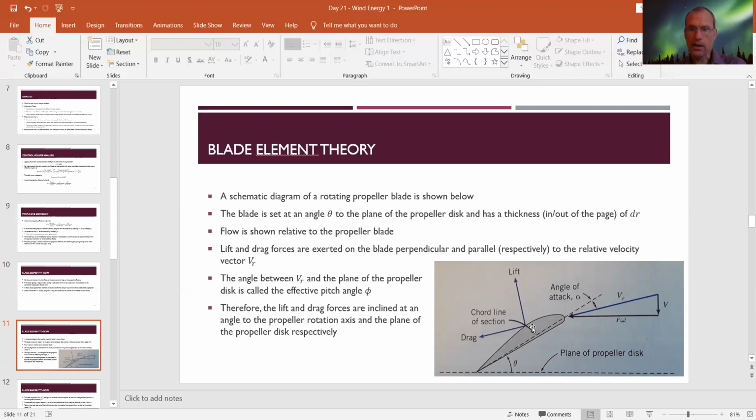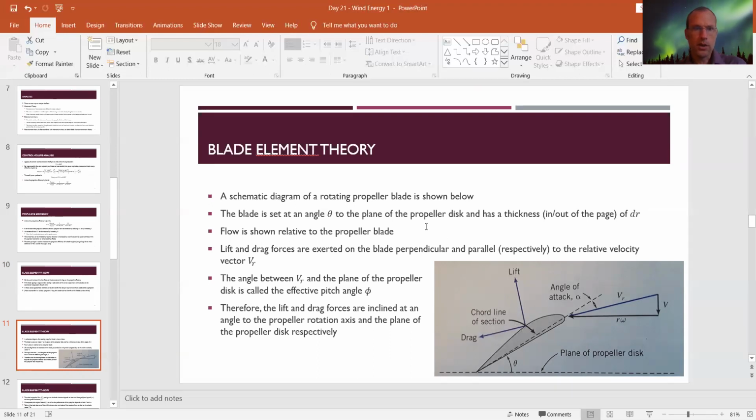And from that, I can get lift and drag forces acting on this propeller, drag force in the same direction as my incoming flow. So this guy is kind of my reference line in terms of angles for lift and drag. So drag is the exact same angle as that guy, lift perpendicular to him.